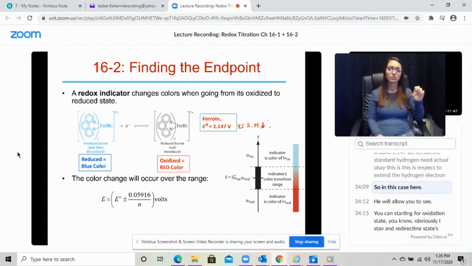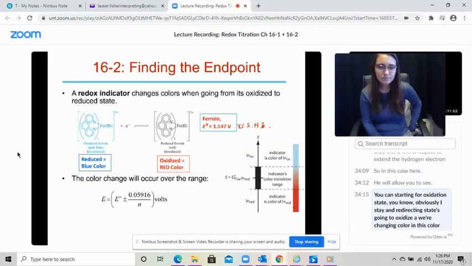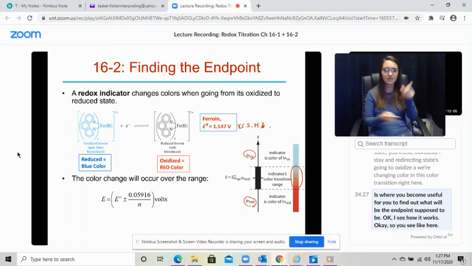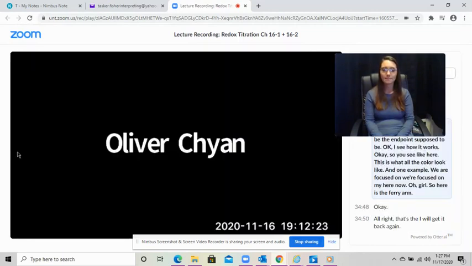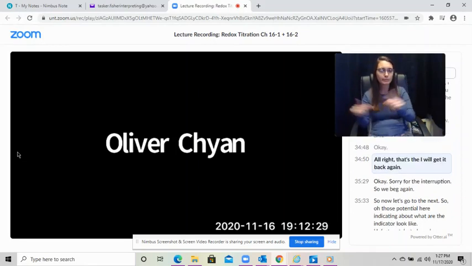So in this case, it will allow you to see it going from the reduced state into the oxidized state, changing color. And that color transition right here is where it becomes useful for finding what the endpoint is supposed to be. Okay, let's see how it works. So you see, here is what all the colors look like. And the one example we are focused on right here is the ferroin. Okay, all right. I will get it back again.